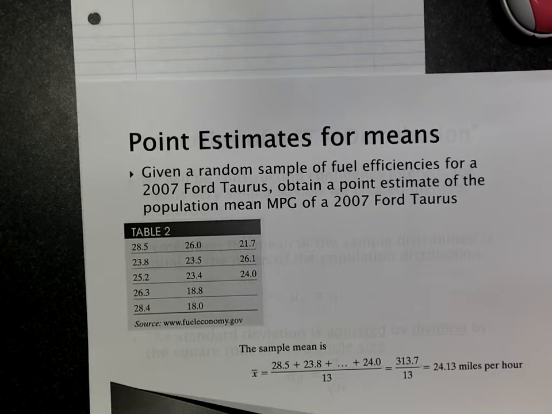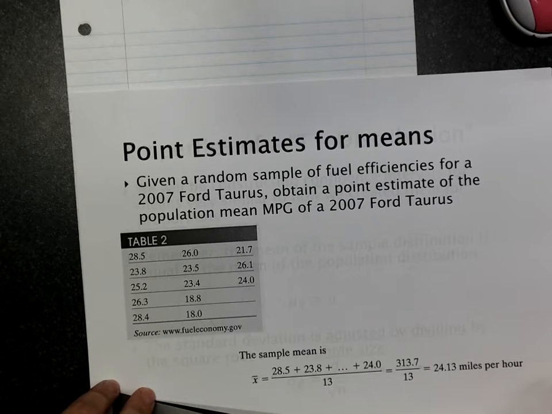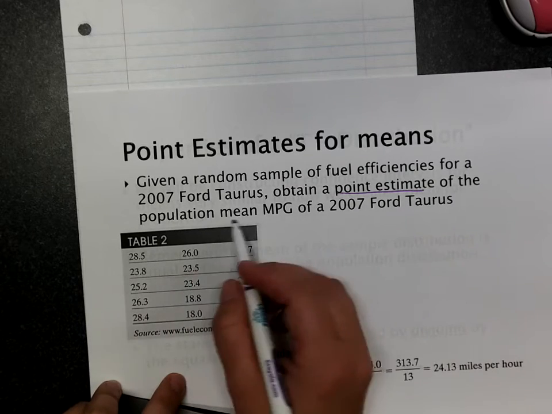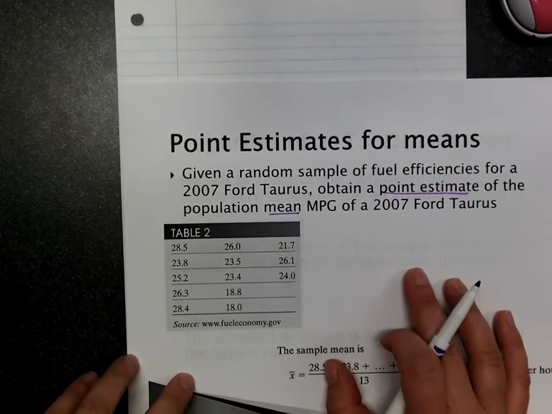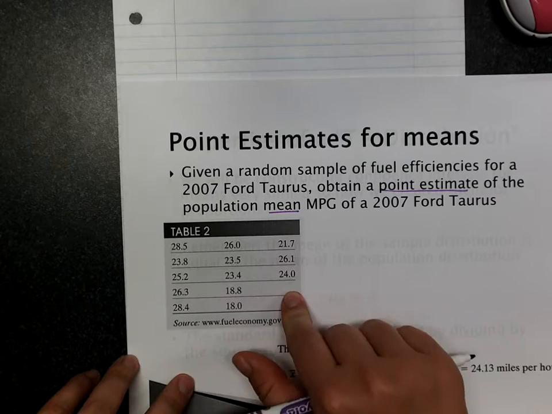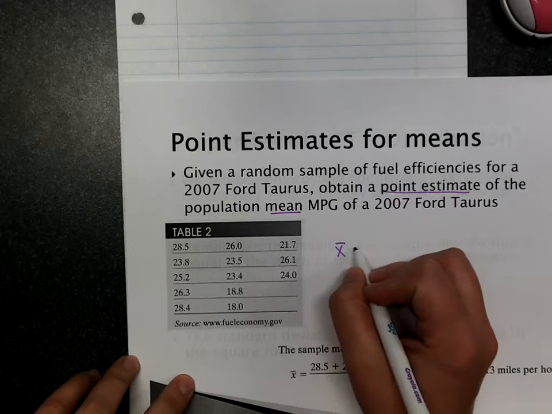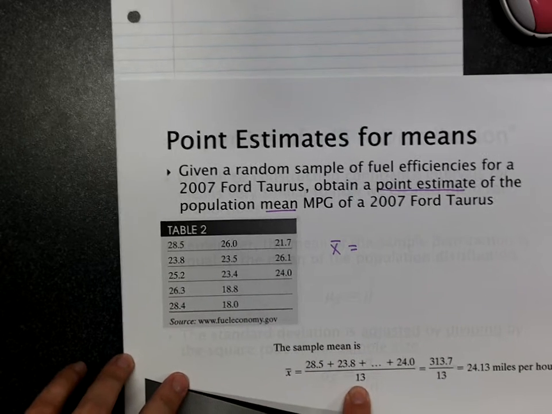So for section 9.2, we're going to be given a random sample of fuel efficiencies for a 2007 Ford Taurus. And we're going to obtain a point estimate for the population mean miles per gallon of a 2007 Ford Taurus. So here's our sample. I believe there are 13 values. And if we wanted a sample mean for these, we would just add them all up and divide by 13.